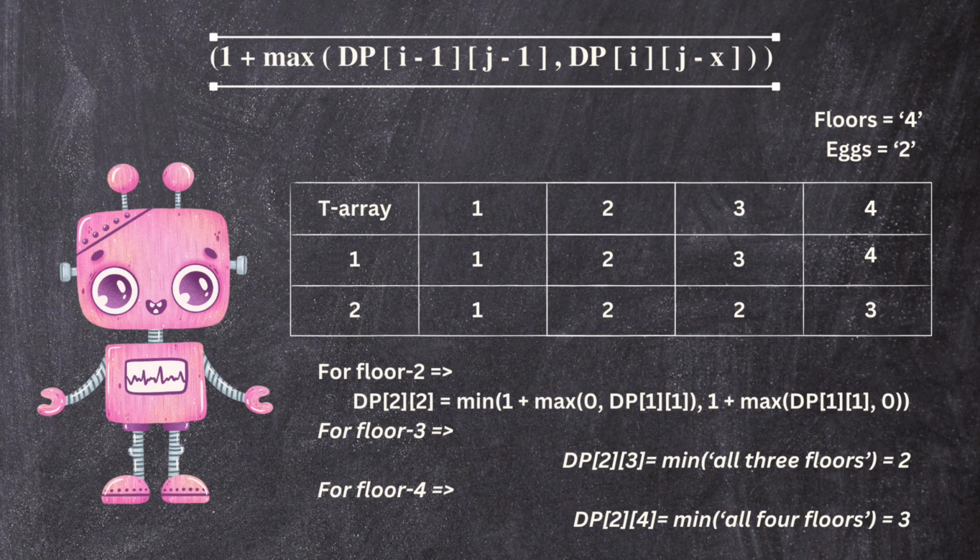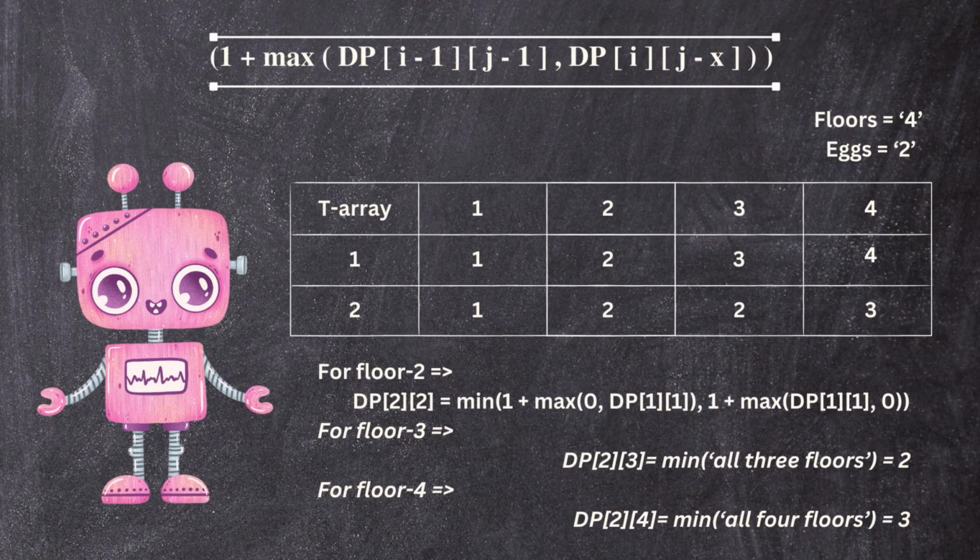Floors is 4, eggs is 2. For egg 1, each case is the base case, so the number of attempts is equal to the floor number. For egg 2, it will take 1 attempt for the first floor, which is the base case. For floor 2, taking the first floor: 1 plus max of dp values. Taking the second floor: 1 plus max of dp values. Then the minimum of both is 2. For floor 3, taking the first floor, 1 plus max; taking the second floor, 1 plus max; taking the third floor, 1 plus max; the minimum of all 3 floors is 2.